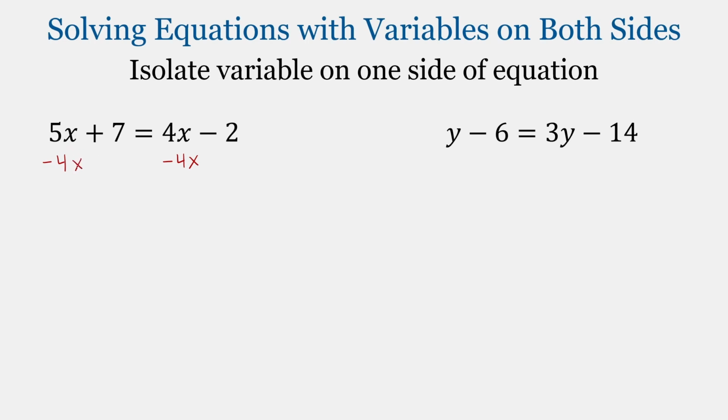So 5x minus 4x, that's 1x, or x, plus 7. And that is equal to 4x minus 4x, that's 0. So that leaves us with negative 2 on the right side. So we no longer have the variable x on the right side of the equation. Now we have a one-step equation. We have x plus 7, so we'll subtract 7 from both sides, leaving us with x equal to negative 9.